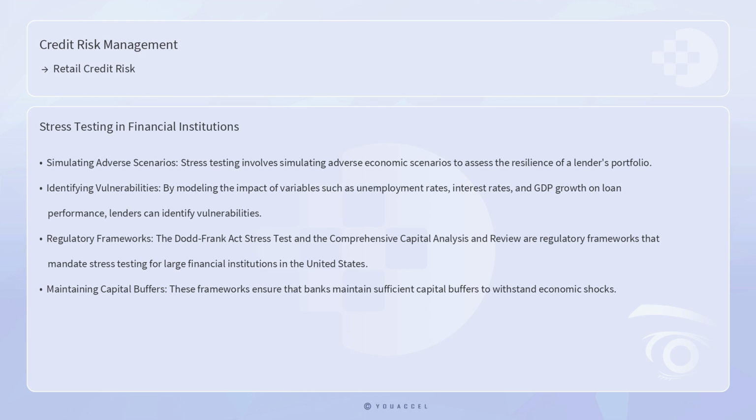The Dodd-Frank Act stress test and the Comprehensive Capital Analysis and Review are regulatory frameworks that mandate stress testing for large financial institutions in the United States. These frameworks ensure that banks maintain sufficient capital buffers to withstand economic shocks.